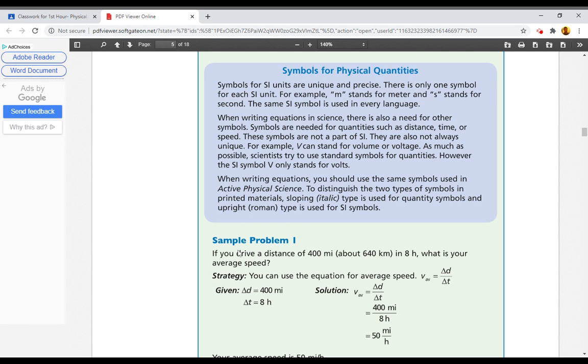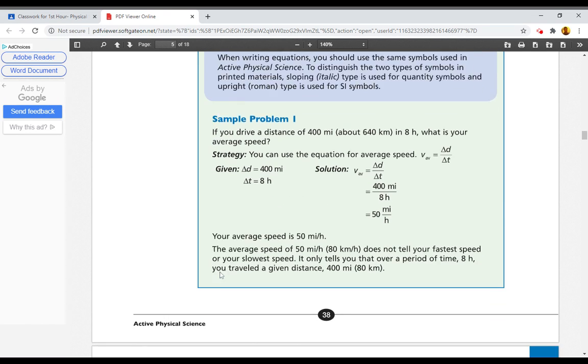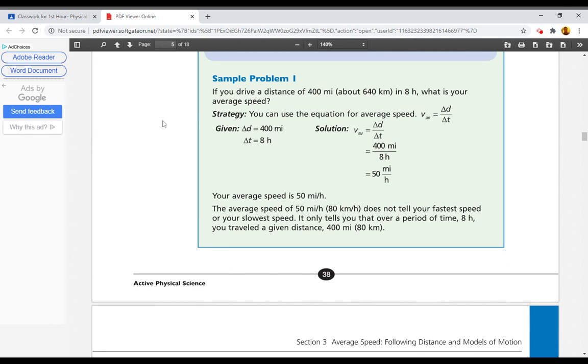Sample problem 1. If you drive a distance of 400 miles, which is about 640 kilometers, in 8 hours, what is your average speed? The strategy is that you can use the equation for average speed, where we said average speed equals distance over time.